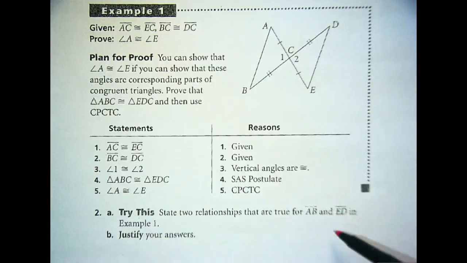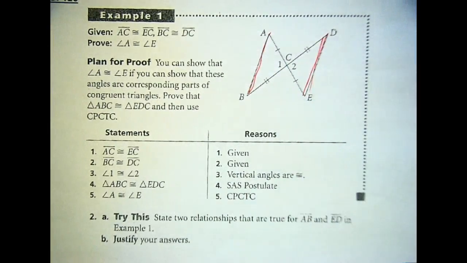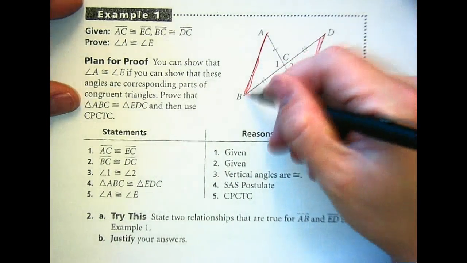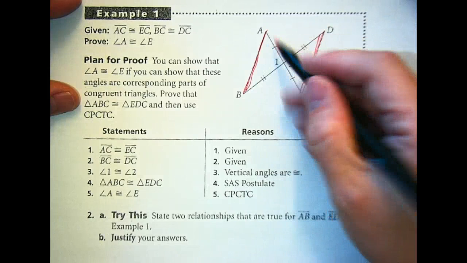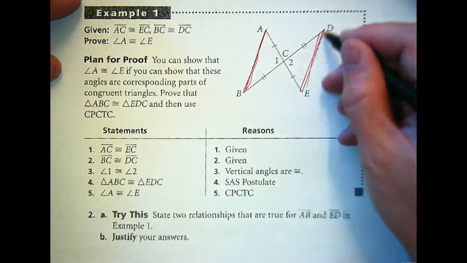State 2 relationships that are true about AB and ED. So this and this. What are two relationships we can say that are true? What's one? Are they parallel? Never mind. Don't give up that easy. Well, first, if this triangle is congruent to this triangle, if ABC is congruent to EDC, what's one relationship we know?